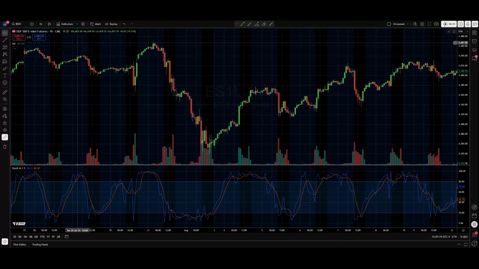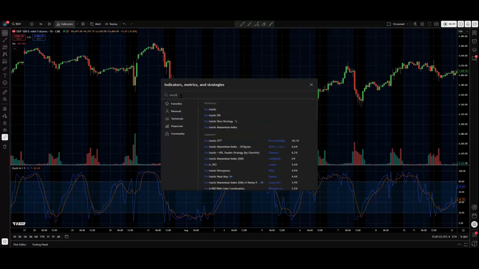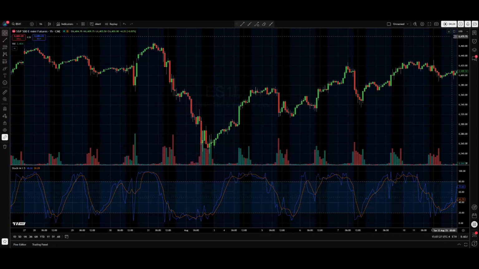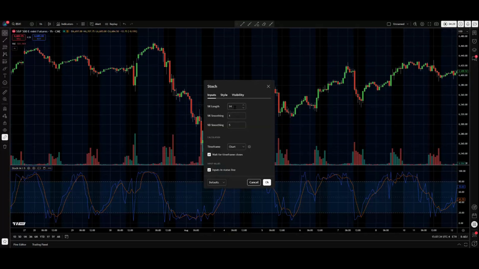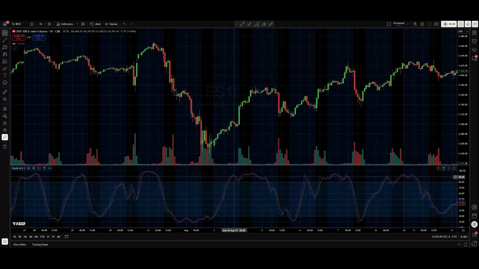You can add the stochastic indicator by simply clicking on the indicators at the top and typing in stochastics and adding it here as we've done. And then you have some options to choose from as far as setting up your stochastic model. In this case, we've set up our stochastic model with percent %K having 14, the percent smoothing on 1, and the percent %D smoothing as 5. Typically, you'll see these default to 3 and 3. And you'll notice that there's a slight change when we do that.